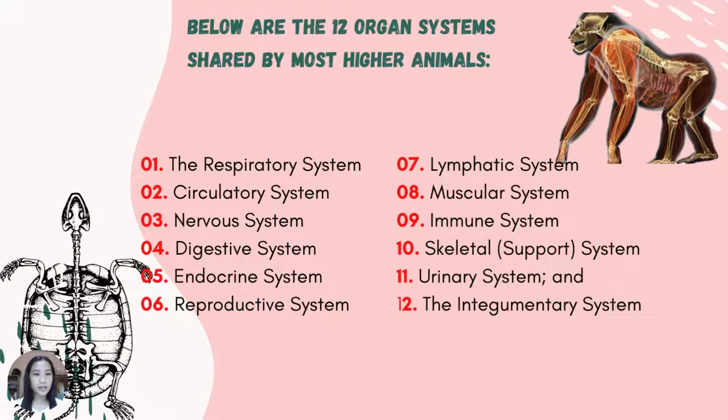Below are the 12 organ systems shared by most higher animals: the respiratory system, circulatory system, nervous system, digestive system, endocrine system, reproductive system, lymphatic system, muscular system, immune system, skeletal or the support system, urinary system, and the integumentary system.